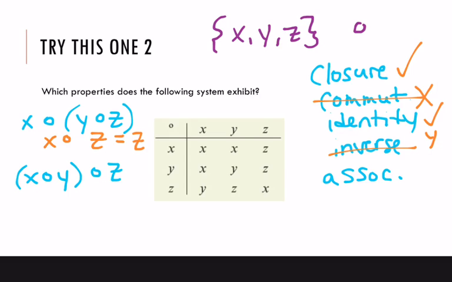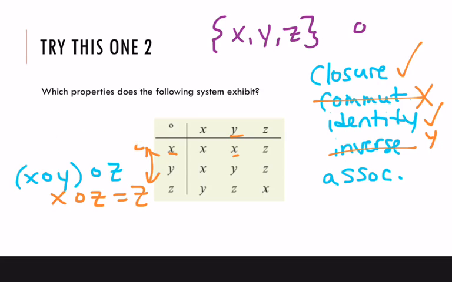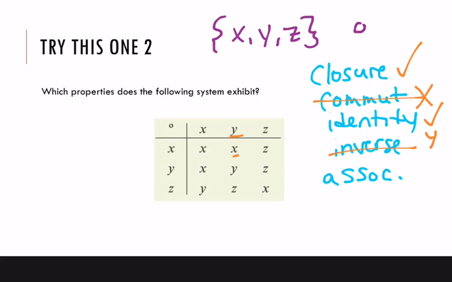Okay, and we'll try the next one. x circle y is x, and x circle z, look, this one matches. We already figured that one out. We know that that's z. Okay, so those match, and that might make you suspect that this is an associative system. So you could try a couple other examples, convince yourself one way or the other. Okay, so you're just making a conjecture at this point.